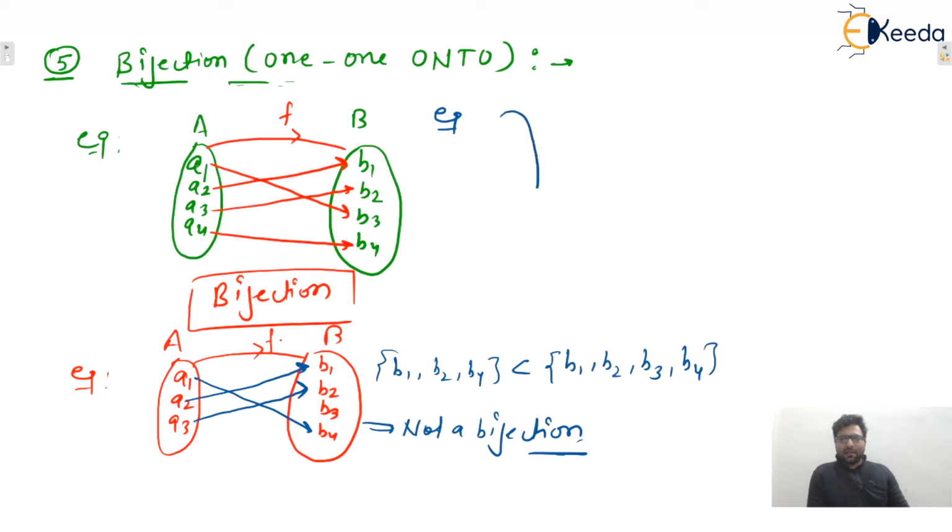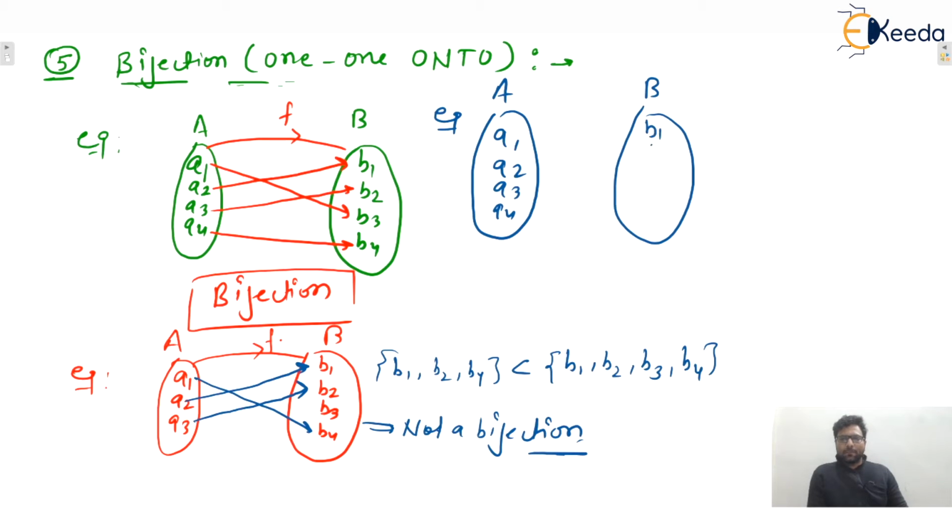Let's say set A contains four elements, a1, a2, a3, a4, and let us consider one more set, B, containing three elements, b1, b2, b3. Now we can see the number of elements is not the same, so try to construct one bijection. If it is a bijection, then it must be one to one. So let's say a1 is associated with b3, a2 is associated with b1, and a3 is associated with b2. Now you can say one to one correspondence is there.